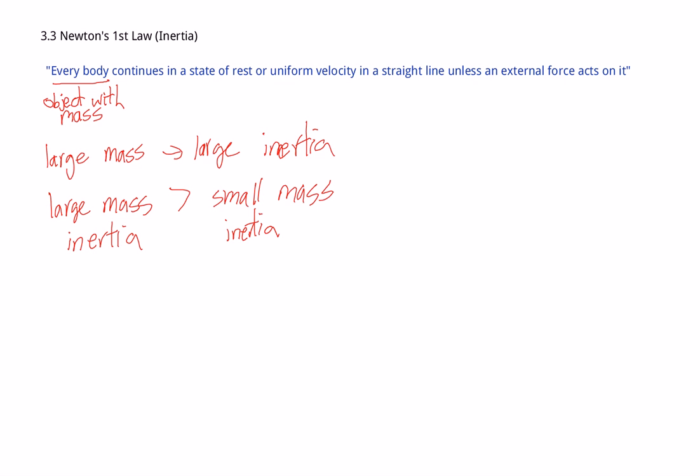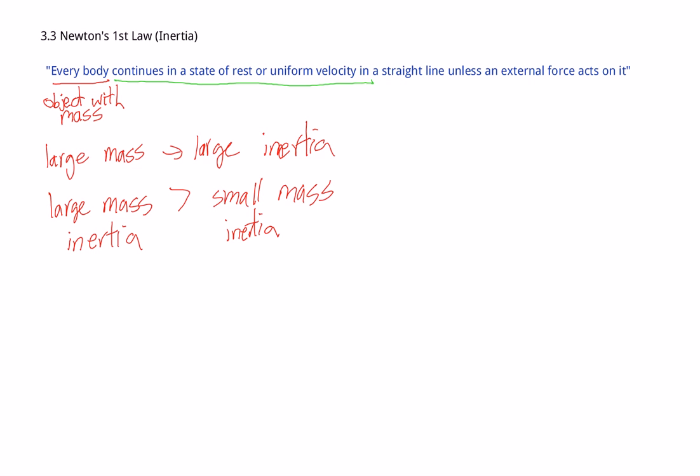The second part of the sentence that's important to understand is that it wants to continue in a state of rest or in uniform velocity. So that means an object that is stopped wants to stay stopped. Okay, so for example, if you are in a car stopped at a red light and somebody comes and hits you from behind, your body is stopped inside the car. You want to stay stopped.